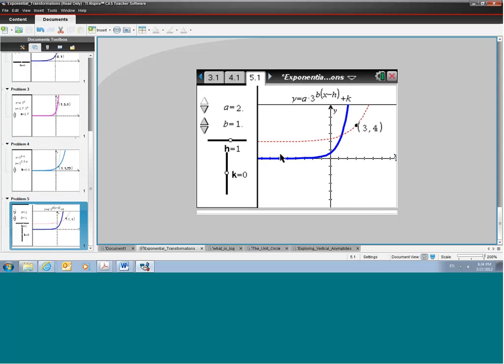And page 5, combining all of them. And it's a very good way to explore this sort of activity and give students a sort of kinesthetic feel for what the activity involves. That's the exponential transformations activity.